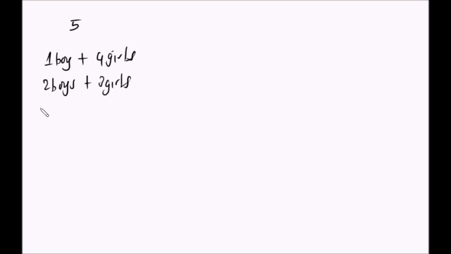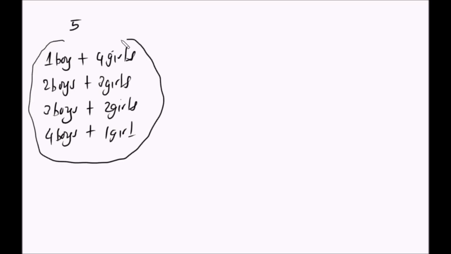The team has five people, so at least 1 boy means it is possible to have 1 boy and 4 girls, or 2 boys and 3 girls, or 3 boys and 2 girls, or 4 boys and 1 girl. That is what it means: the team should have at least 1 boy and 1 girl.